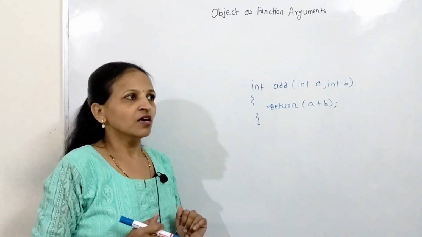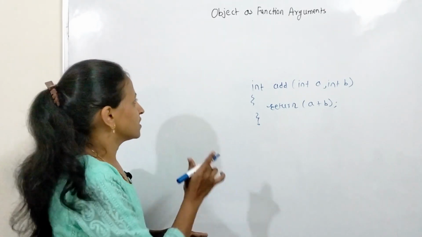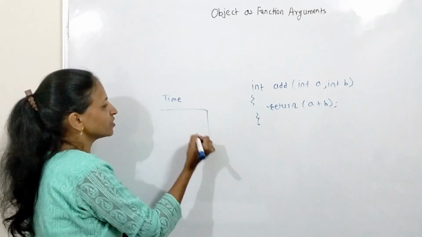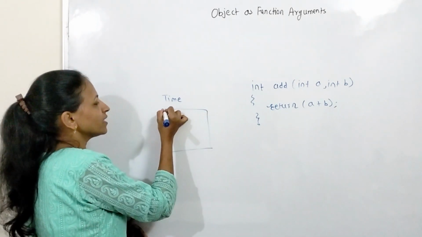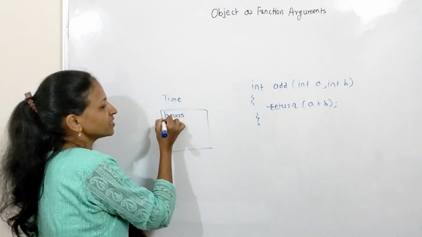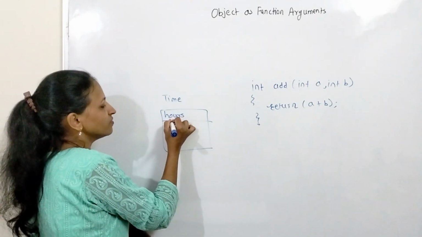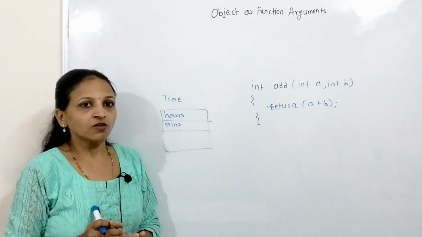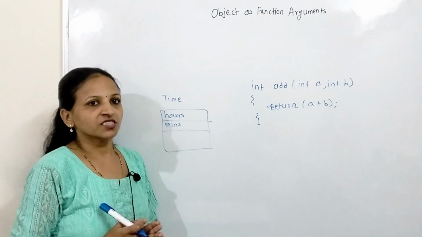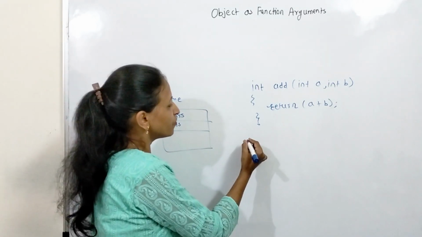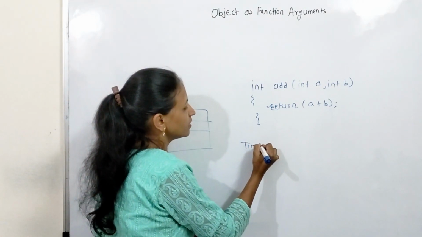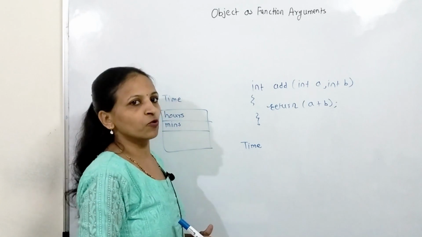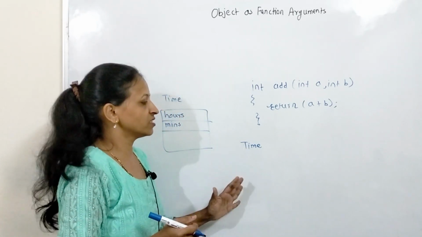For example, suppose time is a class and it has two data members. Let hours and minutes only we are considering, seconds we are not considering. These are the two data members of this class. Now we can create any number of objects of this class. I want a function like this, with return type time. Instead of int, I am writing here time only. I will explain what this is.